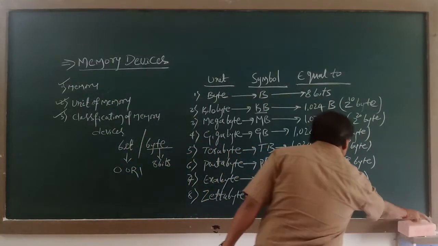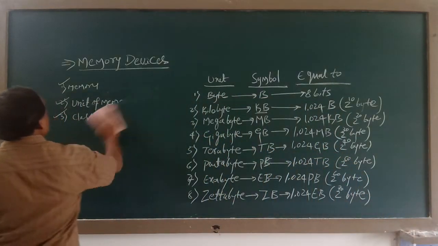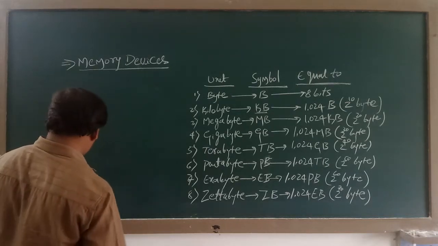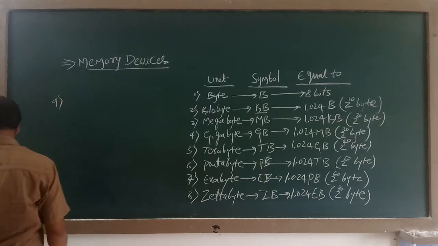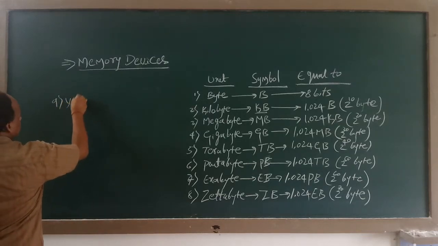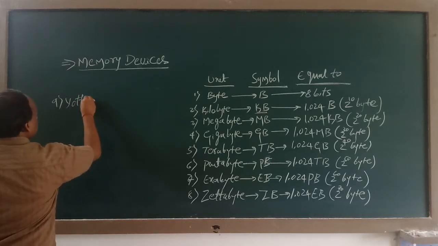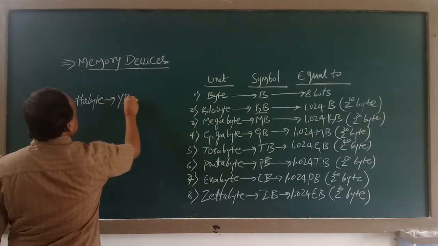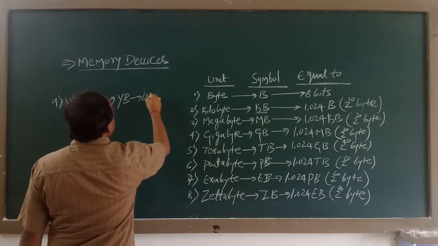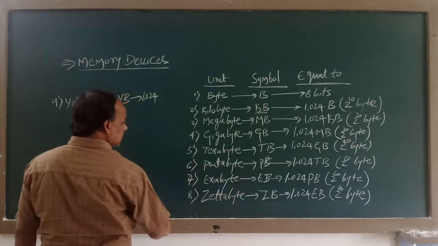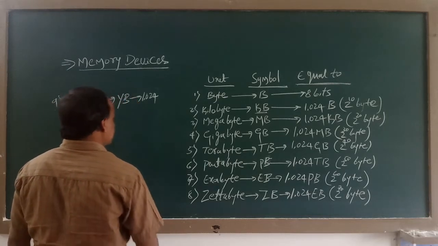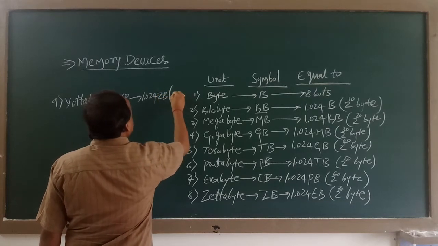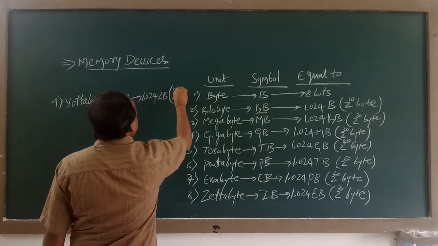Next is the ninth one, yottabyte. Yottabyte, that is YB, is equal to 1024 ZB, which means 2 power 80 bytes.